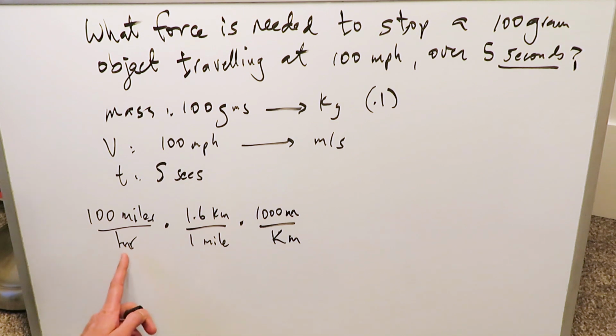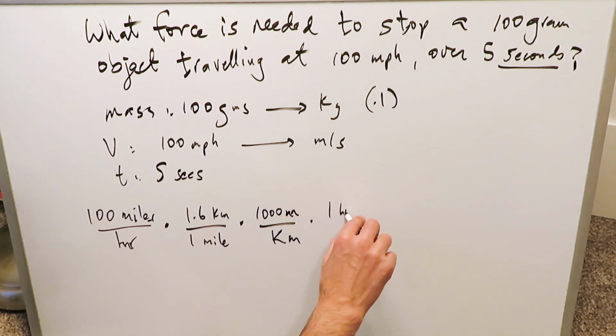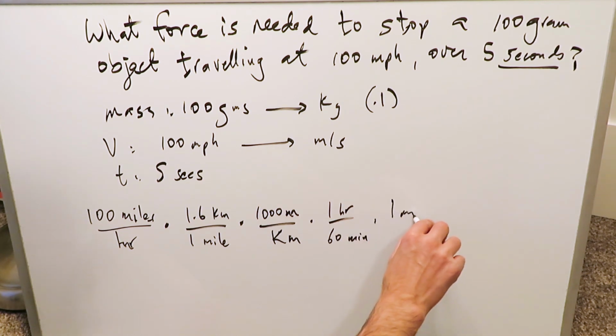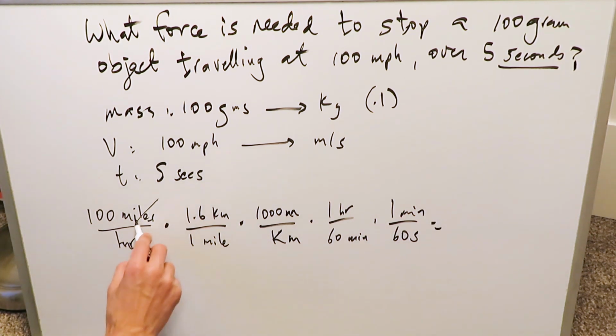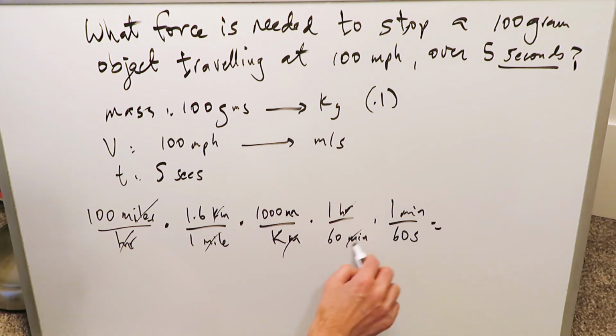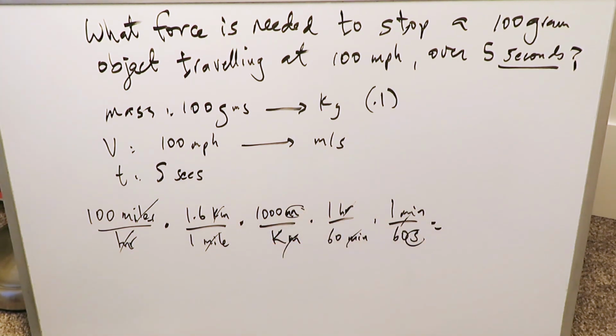That's what you have. Now look at the hours. You'll have 1 hour giving 60 minutes. You have 1 minute giving 60 seconds. Things will cancel out properly: mile, mile, hour and hour, kilometer, kilometer, minute, minute. The only thing which will remain will be the meters and the second. That's what you have, and that's what you want. You have 100 times 1.6 times 1,000 divided by 60 times 60, which is 3,600.